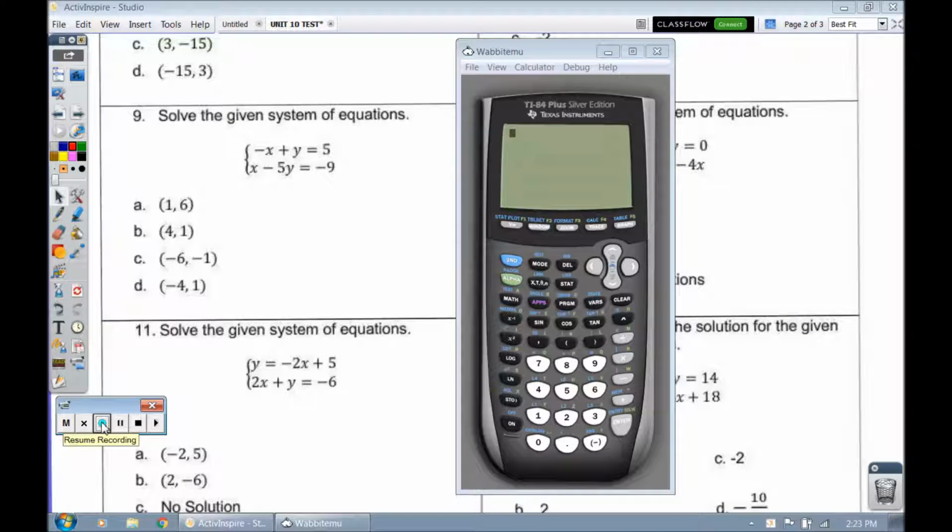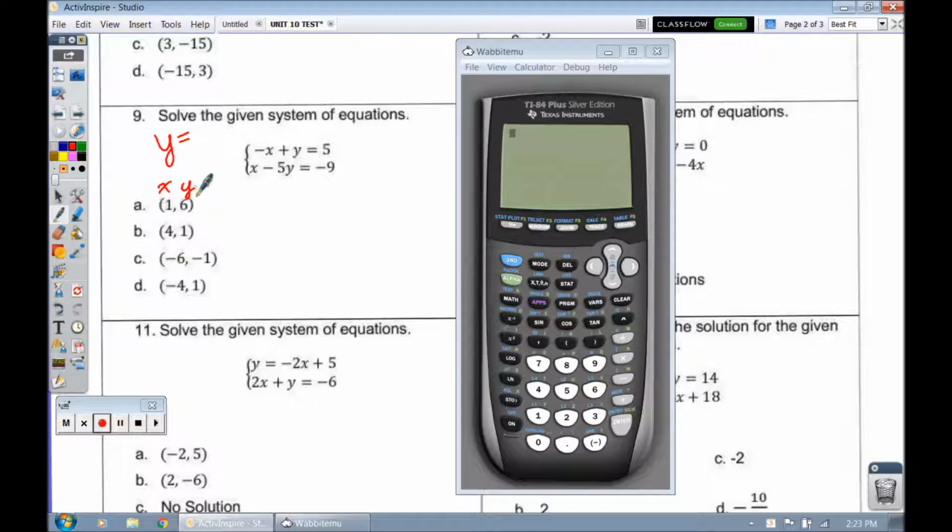Number 9, you'll notice that in number 9, they are not in y equals. If these equations are not in y equals, you cannot use the y equals button. So you have two options. You can put these both in y equals, or since they give me the x and y coordinate values, the inputs and outputs, I can actually store those.